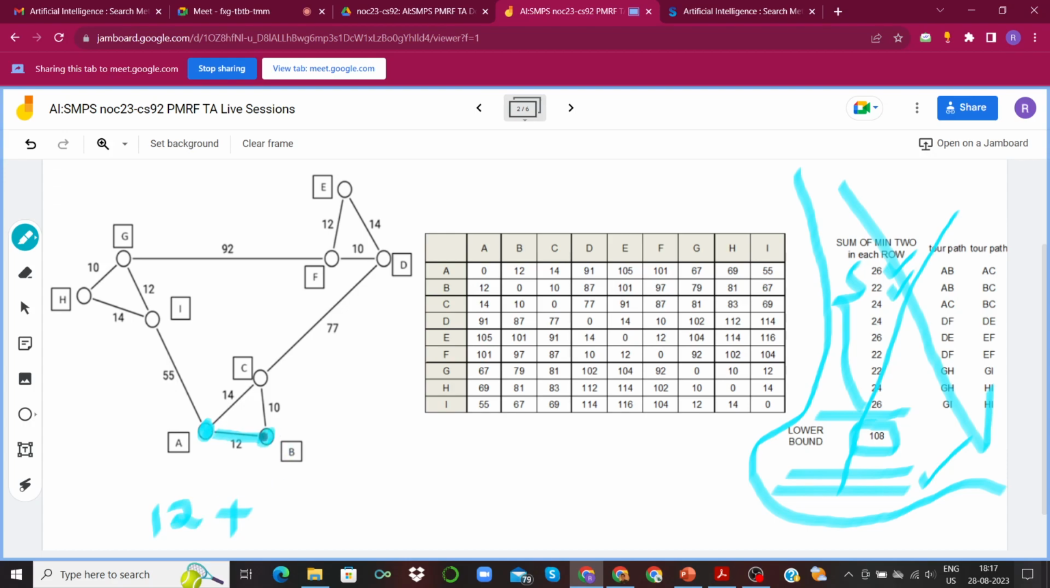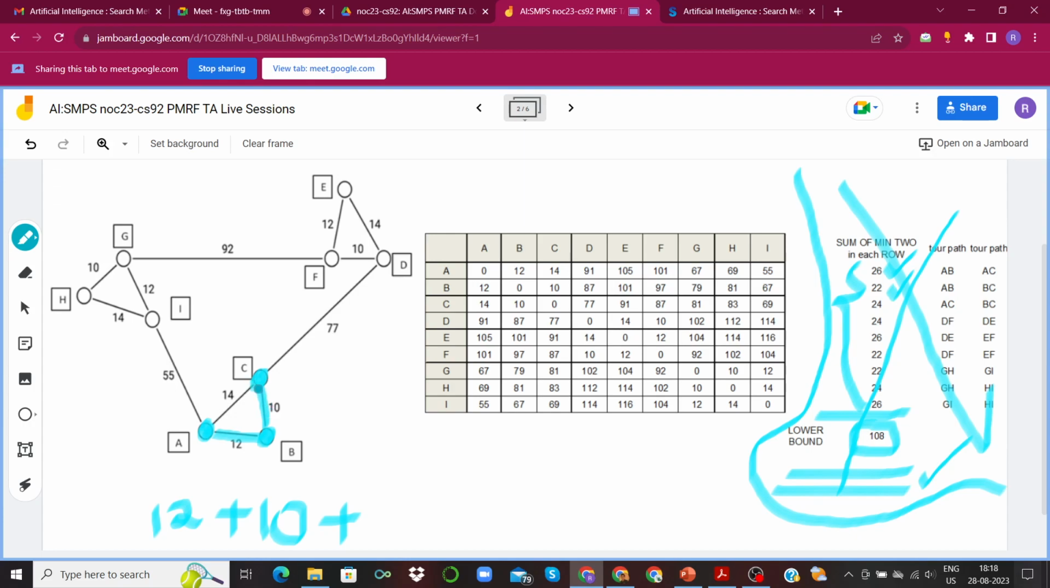Now we are at B. When we are at B, we have only one option, right? We can only take this 10 cost edge and go to C, because we don't want to go back to A. That will be against the rules of the TSP problem, right? So we will take this 10 cost edge and go to C, and let's add 10 to our optimal tour as well.